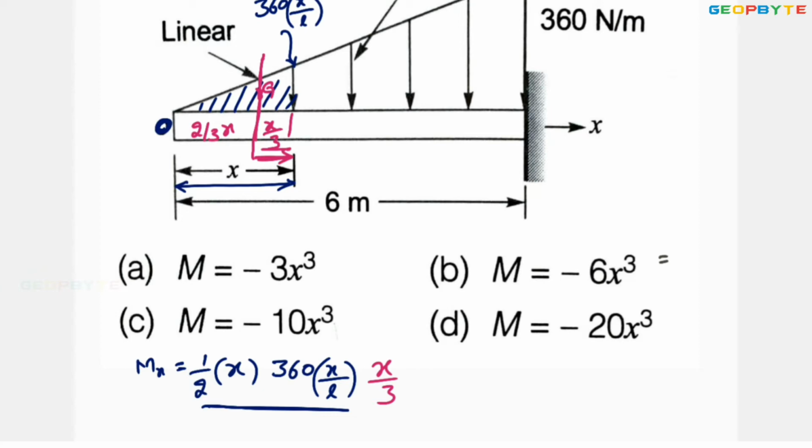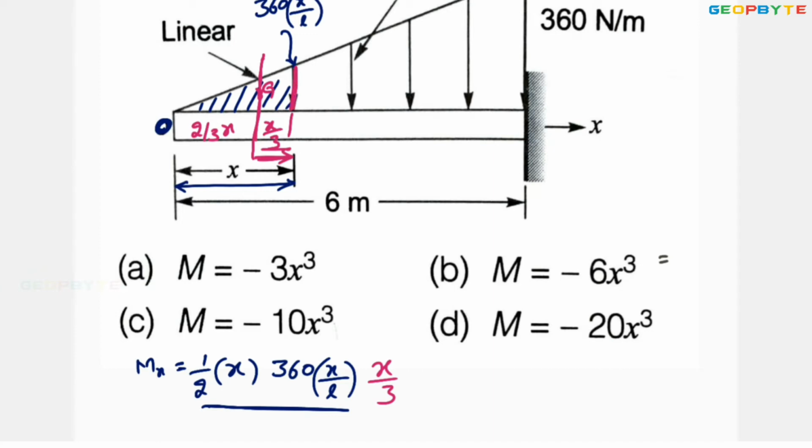Once again, first I got the point load from the UVL. The point load from the UVL is obtained by taking the area of the triangle, half into base into height. Once you get the point load from the uniformly varying load, assume that the resultant point load is acting at the center of gravity. That center of gravity is at a distance of 2 by 3 into x from 0 and x by 3 from the apex. Apex means this location.